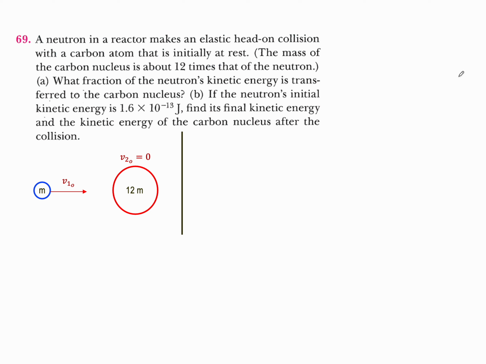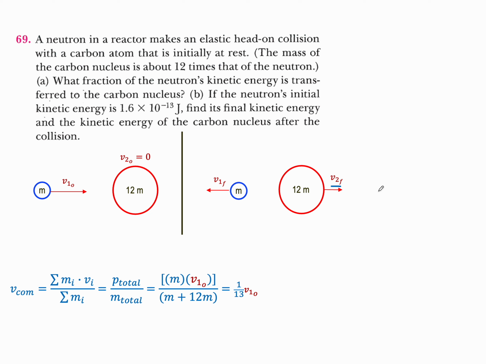What's going to happen afterwards? Well, the neutron should rebound with some final velocity, I'm calling it v1 final. And the carbon nucleus is going to move with some final velocity, v2 final. We need to find this velocity so that we can actually calculate the final kinetic energy of it. To do that, I'm going to have to do an elastic collision. Remember, the easiest way, we could do simultaneous equations both for momentum and kinetic energy, but let's do the easy way with the center of mass.